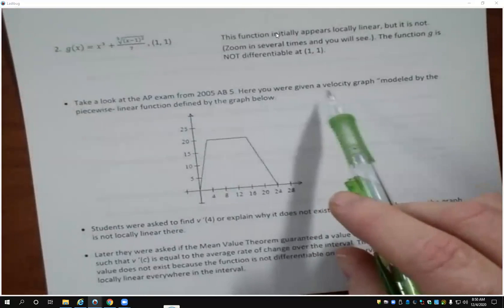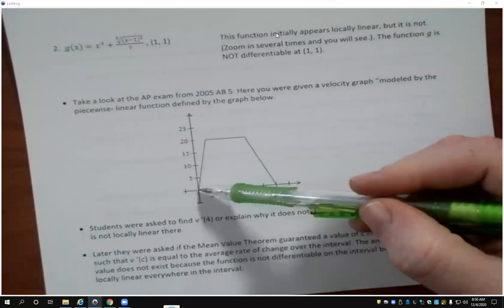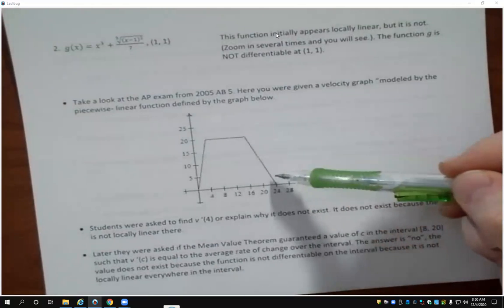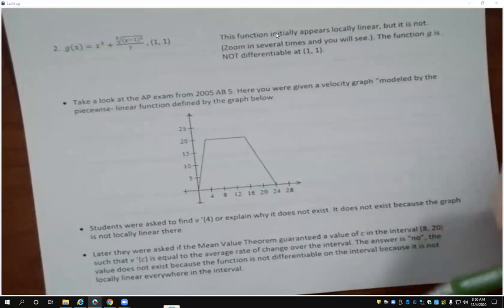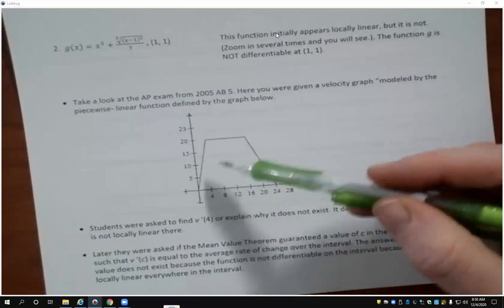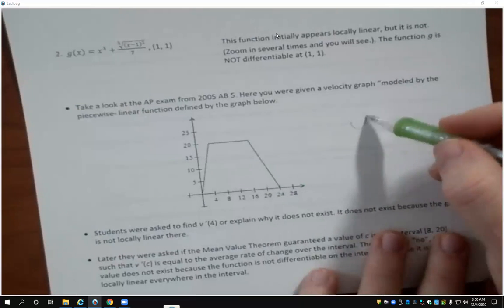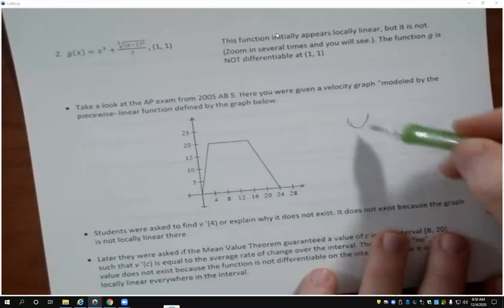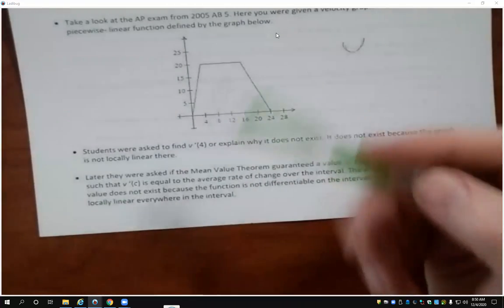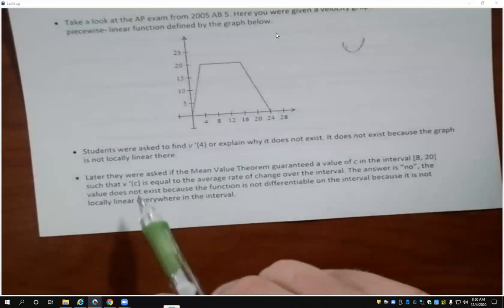It says here you were given a velocity graph modeled by the piecewise linear function. So we got a bunch of piecewise lines. So we got this line, and this line. And typically, if you're not given a function, when they do some of these questions, they're going to give you lines because you can't find the slope if you're given, say, a curve, unless you know the function. And here's what one of the questions was on that. There's, of course, like usually 3, 4, 5 parts on any one given question.